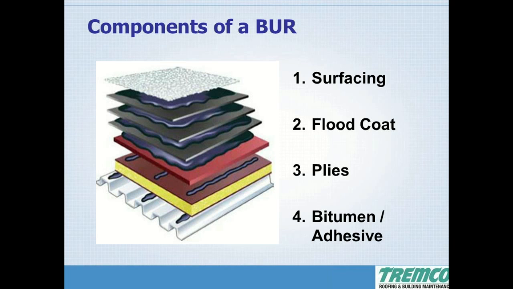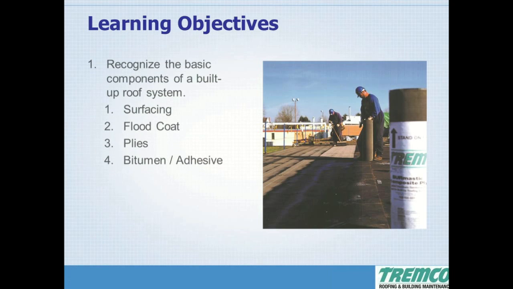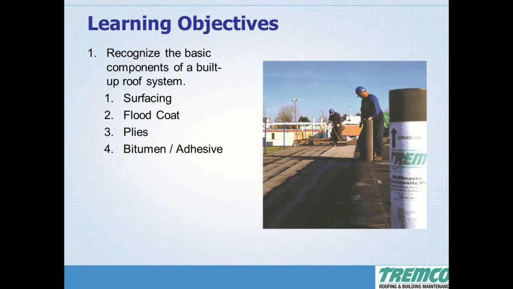The first is surfacing. The second is flood coat. Third is plies. And lastly, we have bitumen adhesive, okay? And of course, underneath that, in our illustration here, we have 2 boards and a metal deck underneath that. Again, what did we learn? Now we're able to recognize basic components of a built-up roof system.